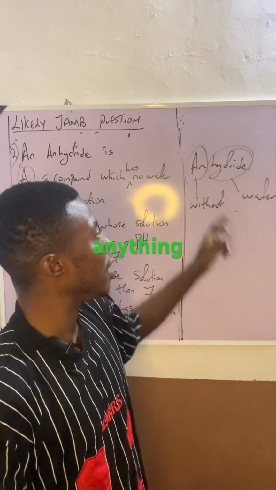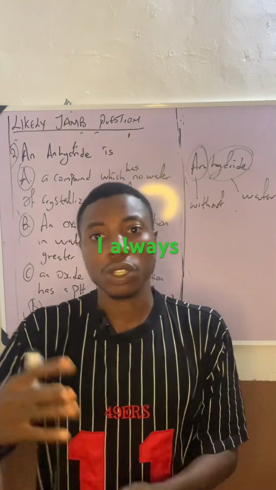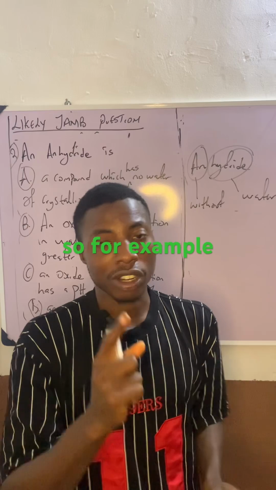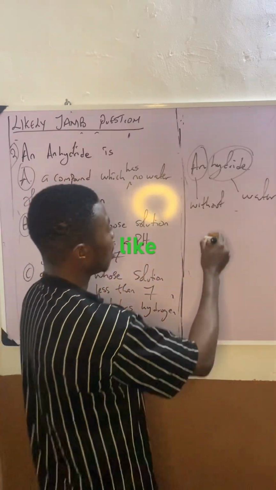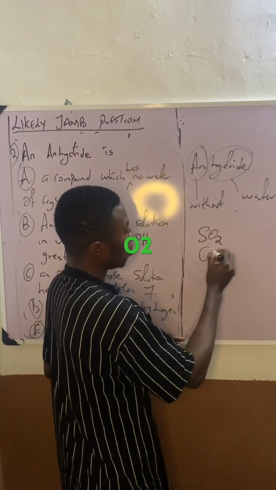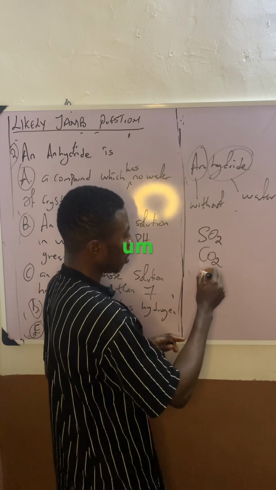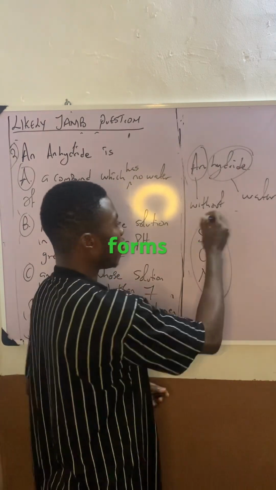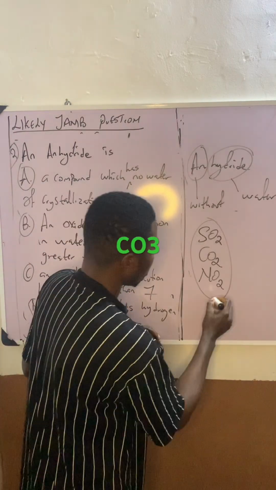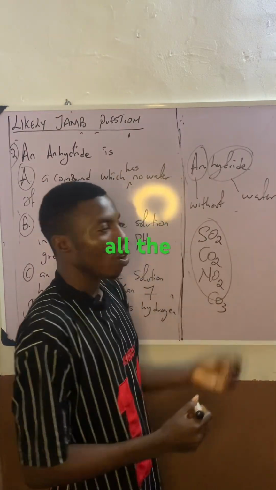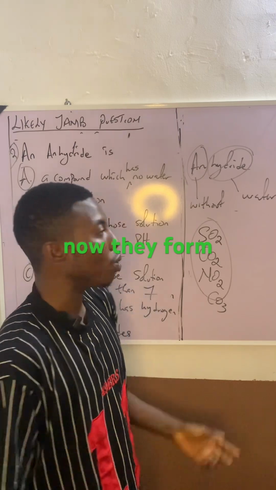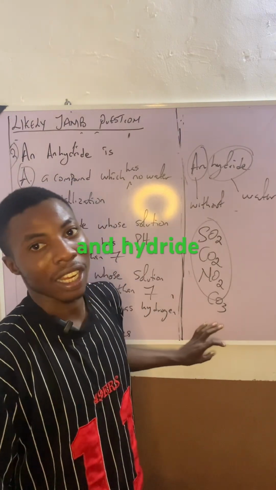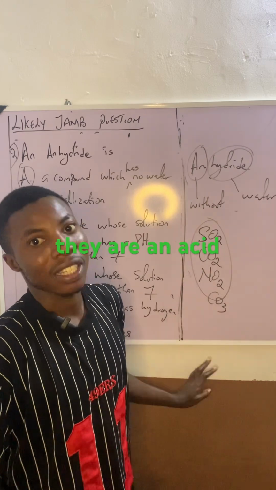So now, anything that has to do with an acid anhydride, I always know. For example, if you have something like SO2, CO2, NO2, all of these form what? And even CO3 here. All these ones, they form what we call acidic. They are an acid anhydride.